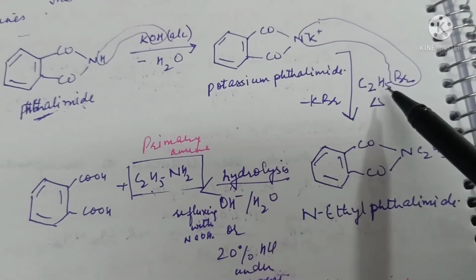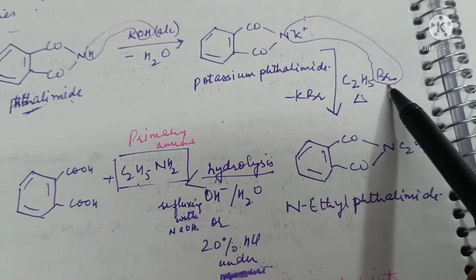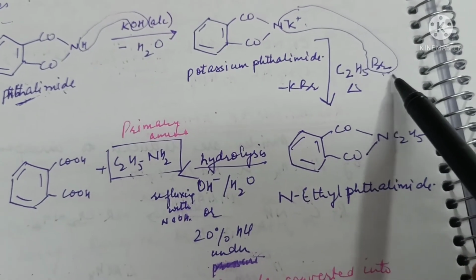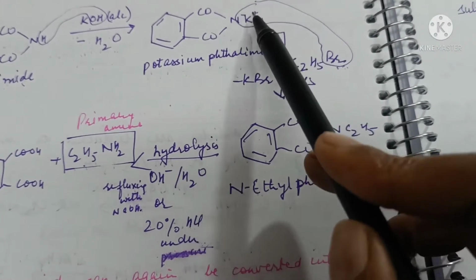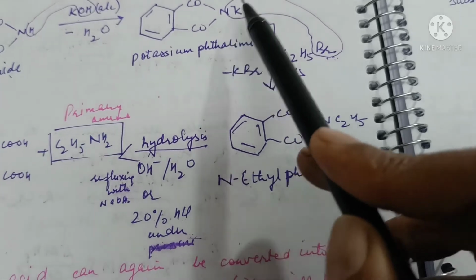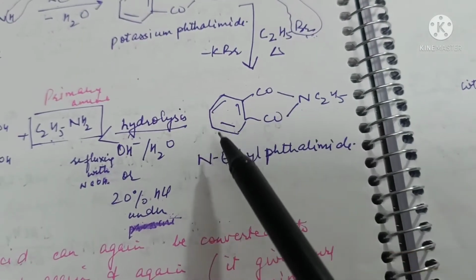When this is reacted with ethyl halide, the K and halogen, here in this case Br, will react to form KBr and C2H5 gets attached in place of K to get N-ethyl phthalimide. So this is N-ethyl phthalimide.